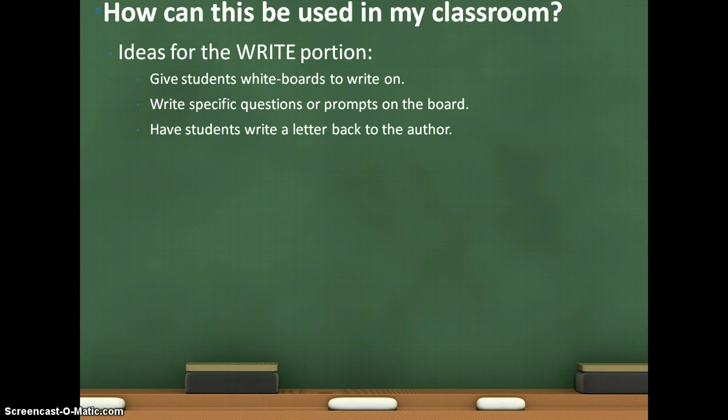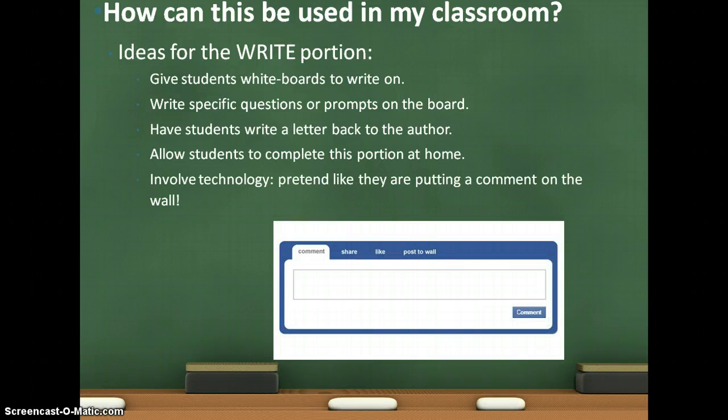This could be fun, where the students write, "Dear Mr. So-and-so, I loved your book, but I was really confused by blank. But I really liked blank." And this gives students a creative way and an audience for their write portion. Perhaps we might allow students to complete this portion at home. This could be especially good for students who are on IEP who need some extended time. And it might take some of the pressure off of students who like to spend more time with their writing.